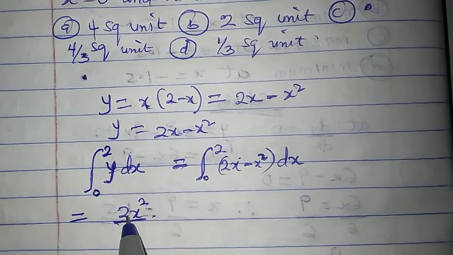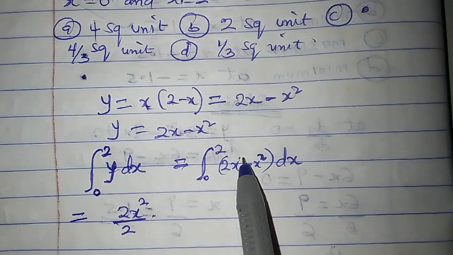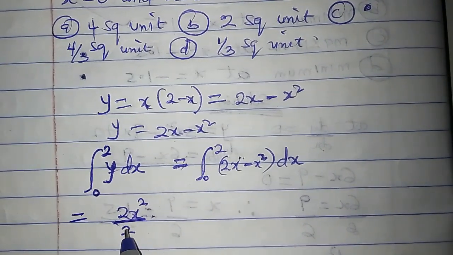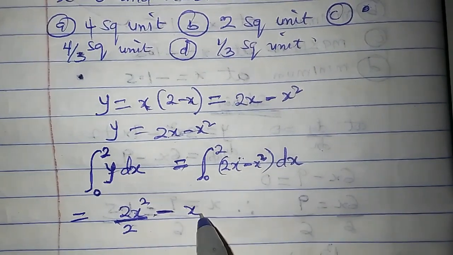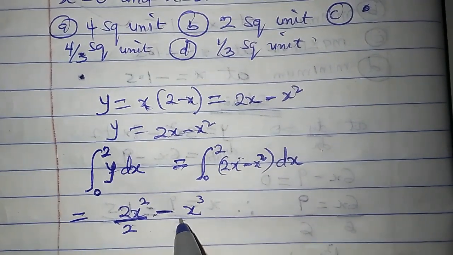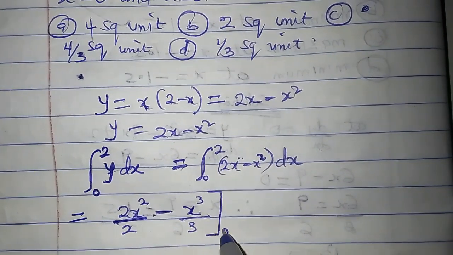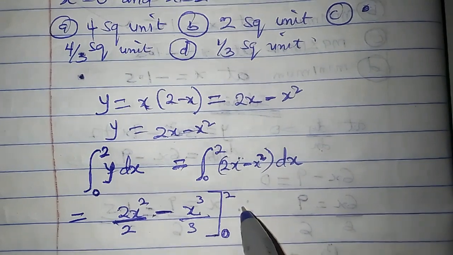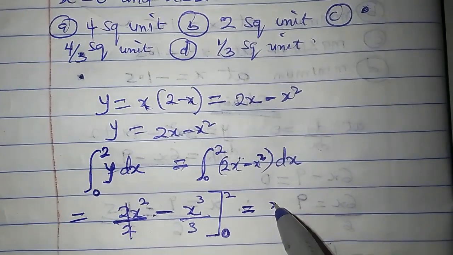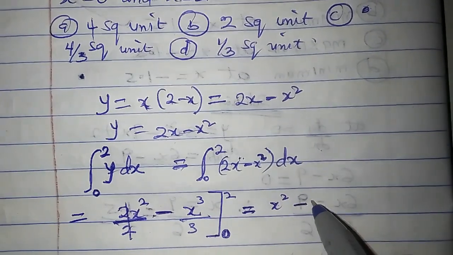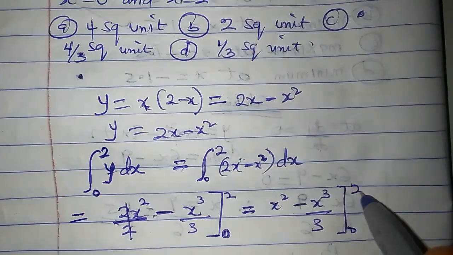That is for integration. Integrating 2x, it is 2x to the power of 1 plus 1 all over 1 plus 1, which is 2. Minus integrate x squared, it will now be x to the power of 2 plus 1, 3, all over the same 3, which is the 2 plus 1. We're integrating from 0 to 2. Alright, let's go ahead. 2 cancels 2, we are left with x squared minus x cubed all over 3, integrating from 0 to 2.